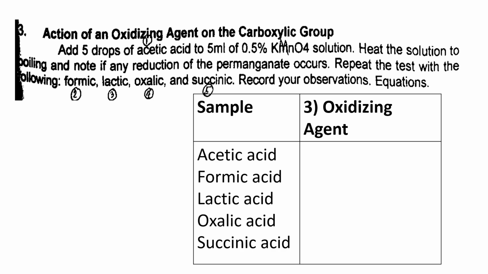The last part is you use 5 ml of the potassium permanganate solution and 5 drops of the sample. We have here 5 samples: acetic, formic, lactic, oxalic, and succinic. Now, oxidizing agent. So you would know if there is a reaction because the color of the potassium permanganate disappears.